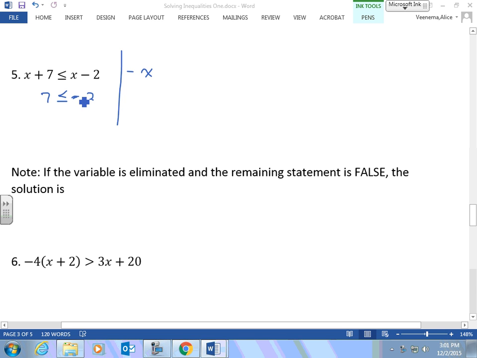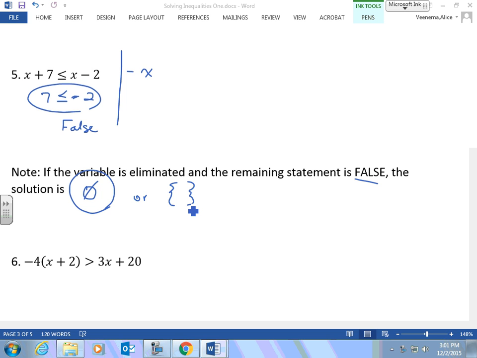Okay, so if the variable is eliminated and the remaining statement is false, then the solution is the null set, the empty set. No value of x is going to make that original inequality true. Okay, and again, very important that you recognize that this is false. 7 is never less than or equal to negative 2, so this is the solution, the null set. You could also write it as an empty set of brackets, but it's easier just to write the 0 with a line through it.